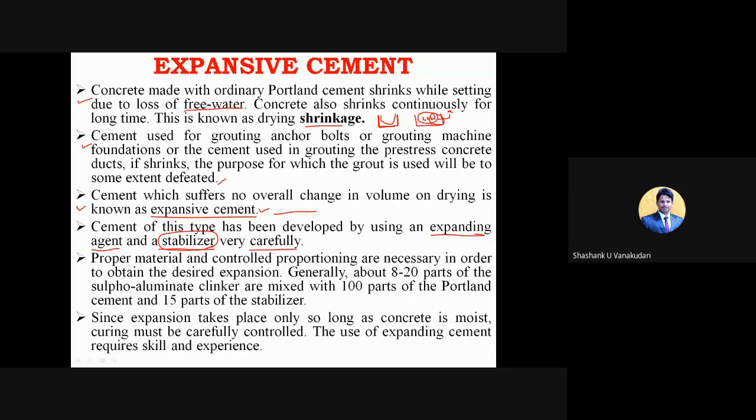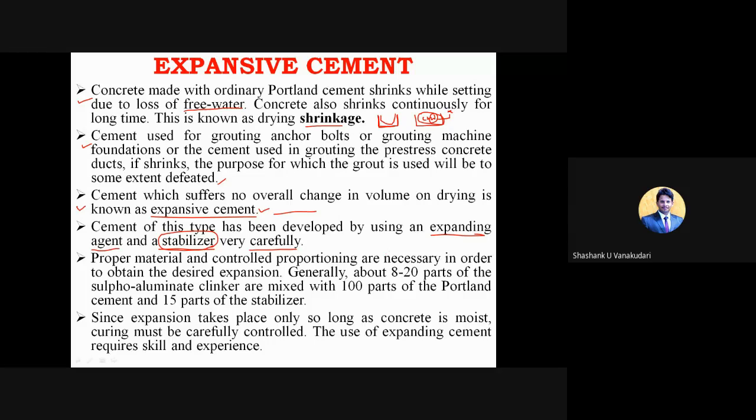And proper material and controlled proportioning are very necessary in order to obtain the desired expansion. So you don't expect that whatever percentage you take, it is going to expand. No, certain percentages and limitations will be there. Only that much expansive agent you can add, such that it expands only as much as it shrinks at the later stage. Clear? Once you add more, it expands more than the desired amount, which is going to disturb the adjacent structural members, and cracks may appear within the structure.